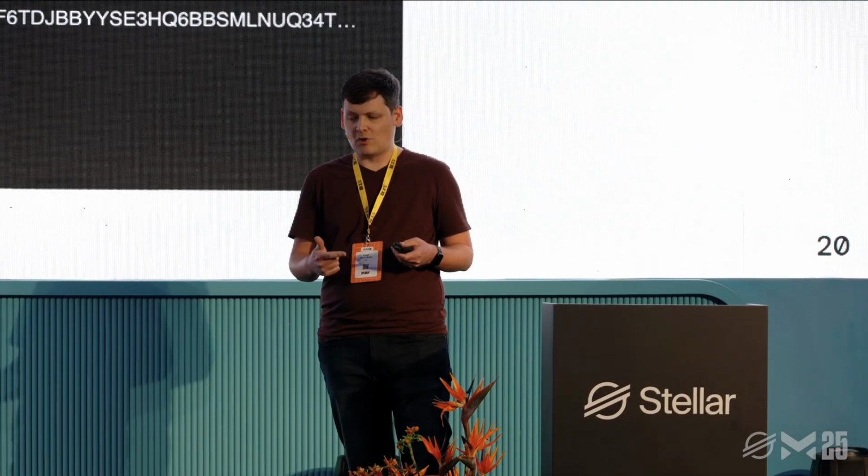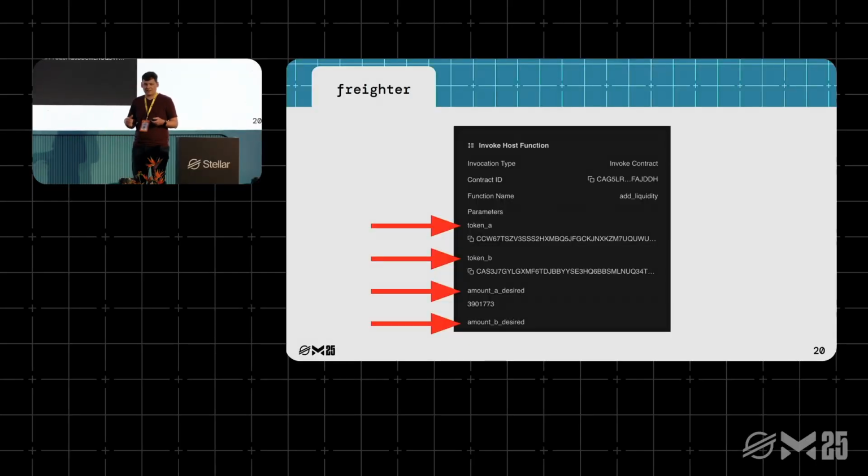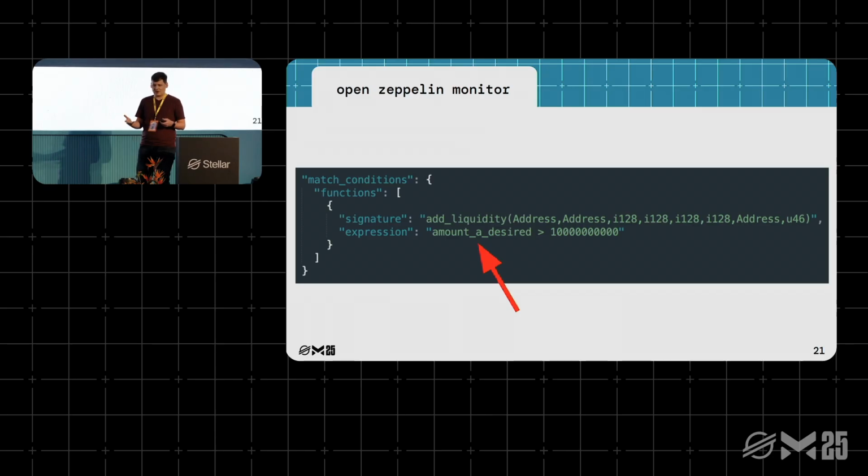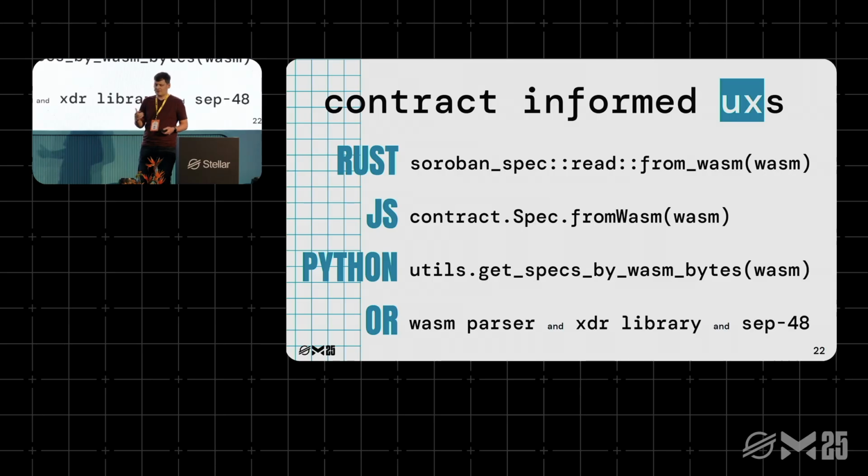I load up the Freighter wallet to sign a transaction, and the transaction's displayed, the data's there, but it's been annotated with the contract spec, telling me what it means. And if I use the OpenZeppelin Monitor to alert me to activity on my contract, I can configure it using things like function names, parameter names, that all come out of the spec, giving me a great experience of using that product. These are just a few of the ways that contract specs get used today, and they exist so that you can build products that are contract-informed.